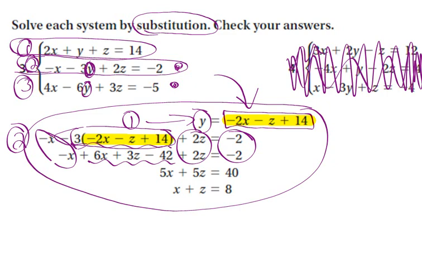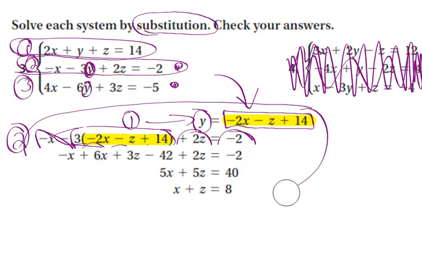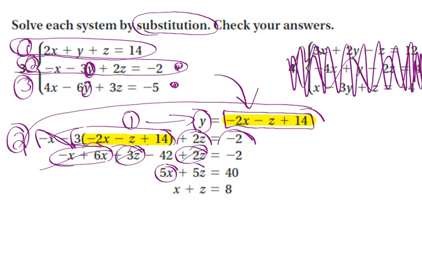Okay, so now they're going to clean up our signs and combine our like terms. So let me clean that up so we can see what we're doing here. So now we have a negative x plus 6x. Well, that's going to equal a 5x. A 3z plus a 2z. Well, that's going to be a 5z. And then they added 42 to each side to make this go away. Add 42 and then add 42 over here, and we get a 40.